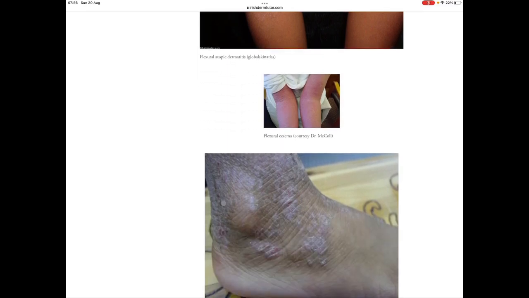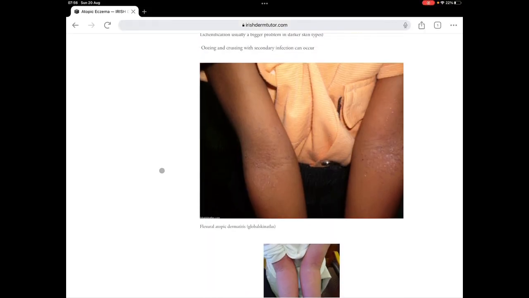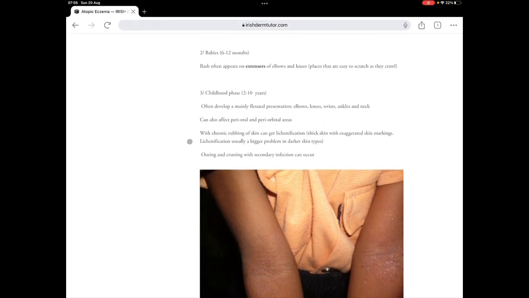And this is what I call lichenification. So here you can see there's exaggerated skin markings and thickening of the skin. And as I mentioned before, this is usually worse in darker skin types. As well as the flexural areas, it can often affect the perioral and periorbital areas. And if you get a flare of the skin and it gets secondarily infected, you'll notice that the skin's become oozing and crusted.